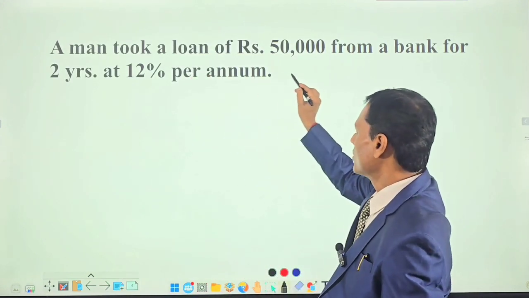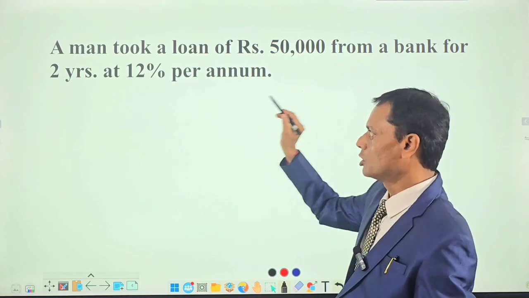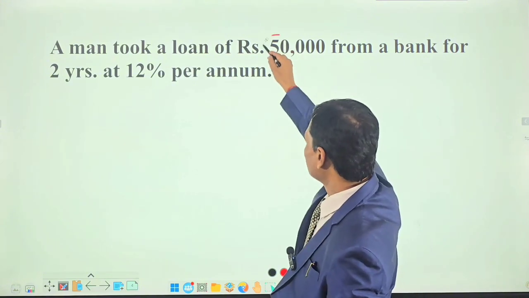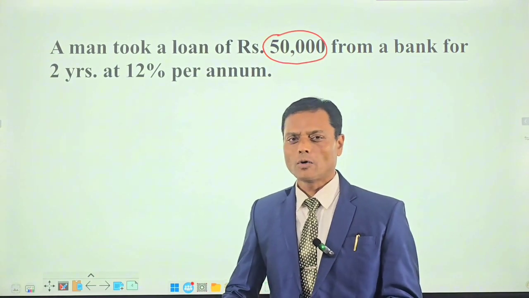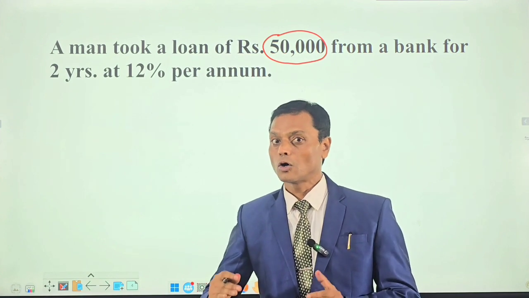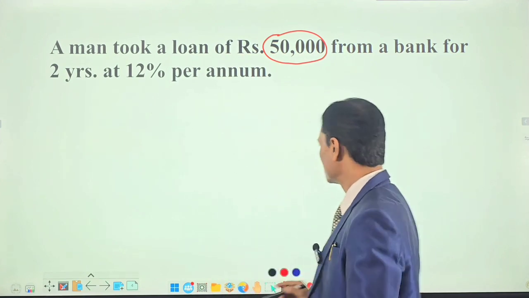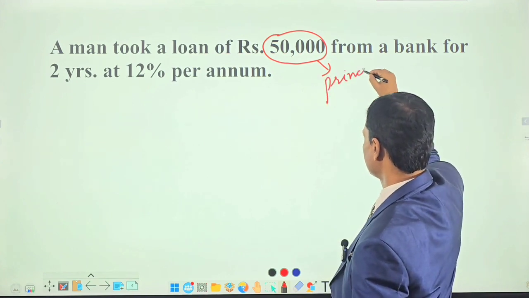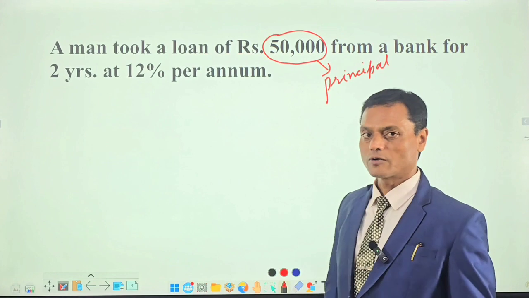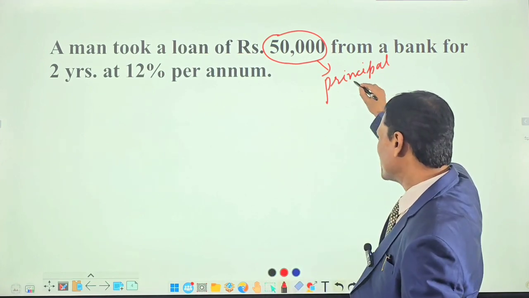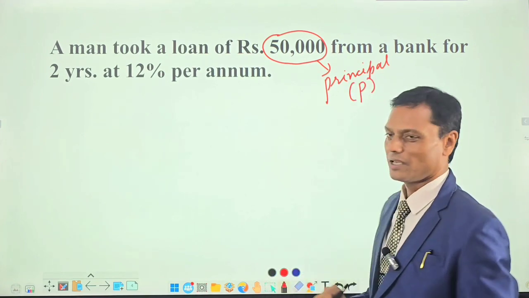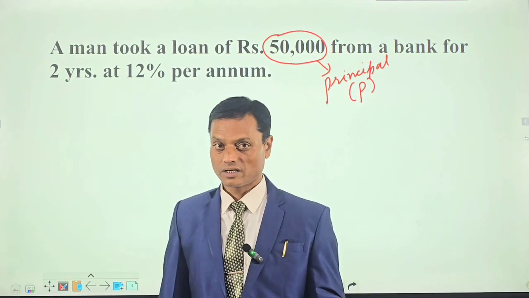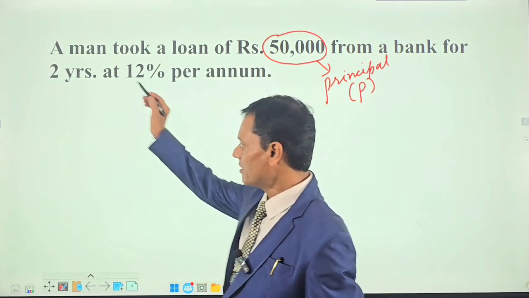A man took a loan of rupees 50,000 from a bank for 2 years at 12% per annum. Here you can see 50,000, right? Any amount which is taken or given on loan is called principal. So here 50,000 is the principal, and generally the principal is represented by P, in rupees or in any currency, dollars, right?